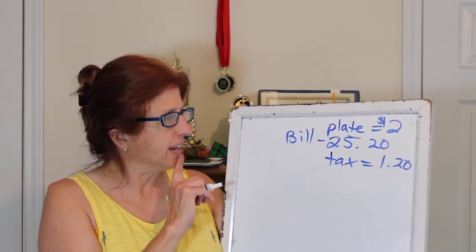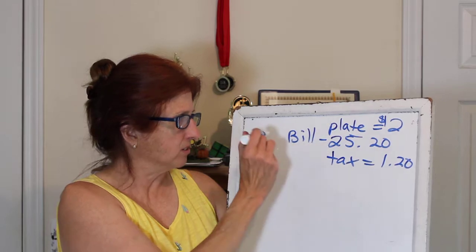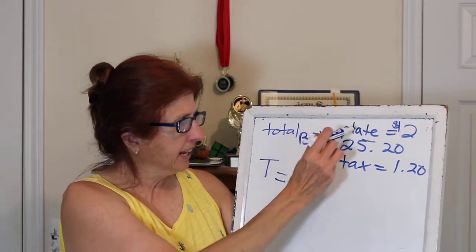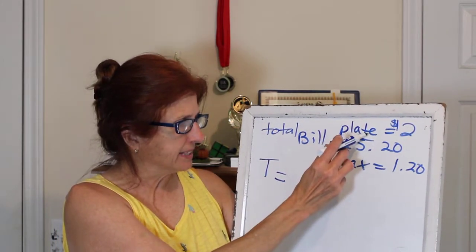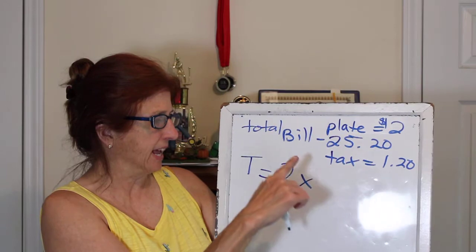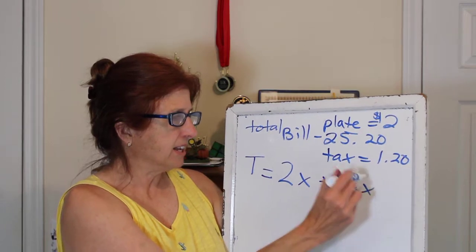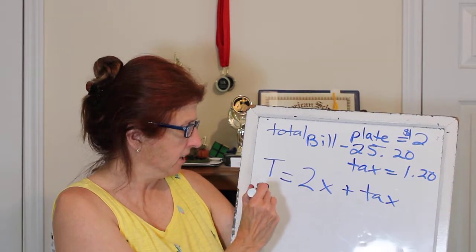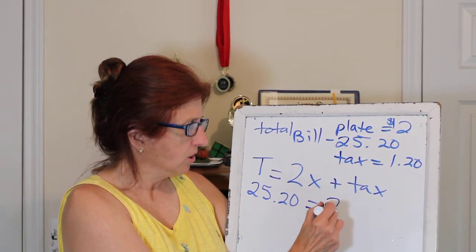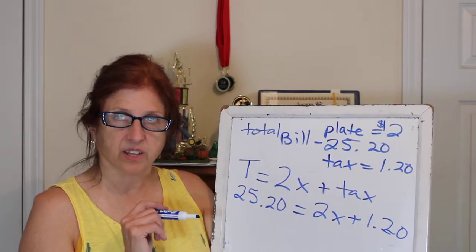Okay, so what I know is my total equals the $25.20. So I'll write it up here. Okay, and how I get my total is each plate, and I don't know how many plates I have, but each plate is $2. So the number of plates I have times 2 would be all the plates, plus the tax. Okay, so now I'm going to substitute these numbers in. 25.20 equals 2x plus 1.20.